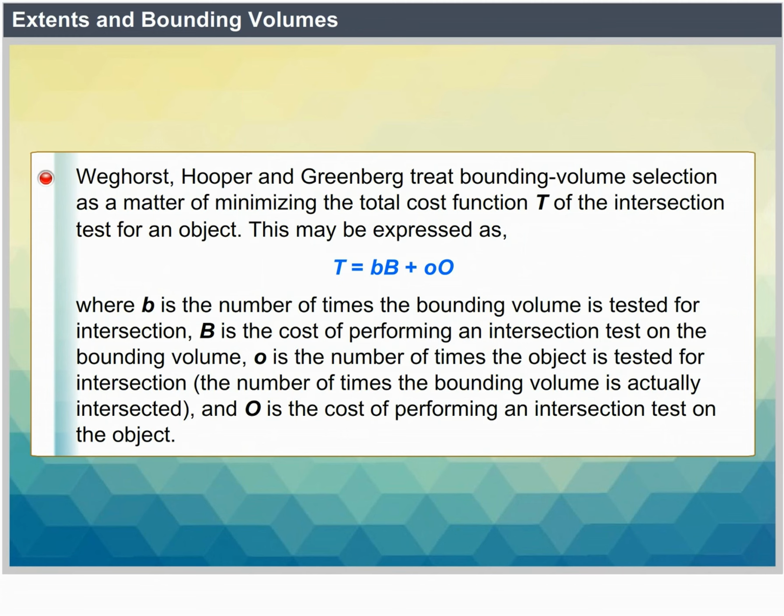This may be expressed as T equals b times B plus o times O, where b is the number of times the bounding volume is tested for intersection. B is the cost of performing an intersection test on the bounding volume. o is the number of times the object is tested for intersection, the number of times the bounding volume is actually intersected, and O is the cost of performing an intersection test on the object.